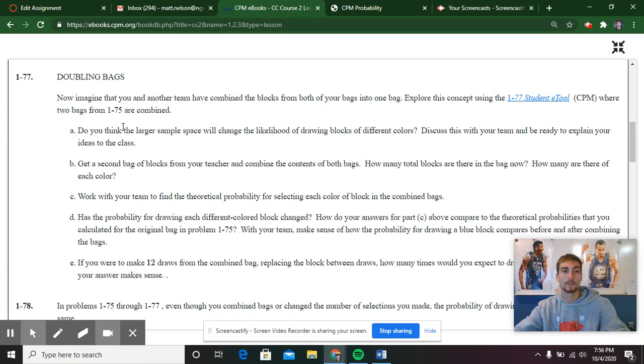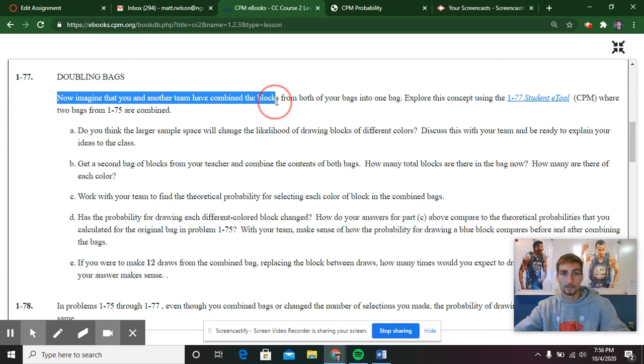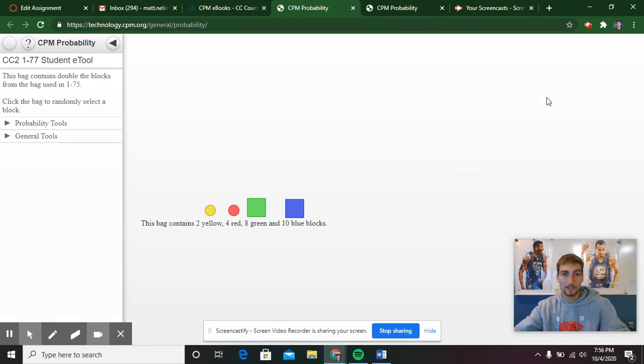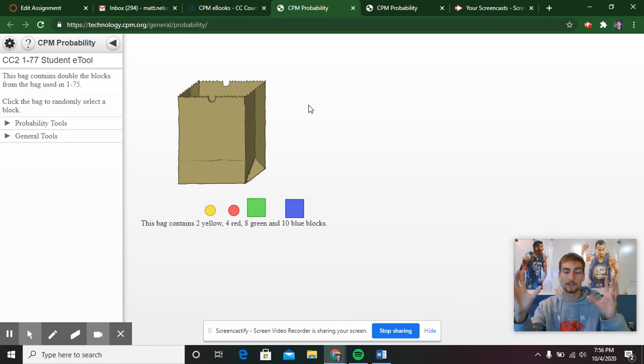Next, we're looking at 177. Now imagine that you and another team have combined the blocks from both of your bags into one bag. You're going to click on this eTool, and boom, now I have my two bags put into one giant bag. And so now instead of having 12 blocks in my bag total, I have 24 blocks in my bag. And my new bag contains 2 yellow, 4 red, 8 green, and 10 blue.